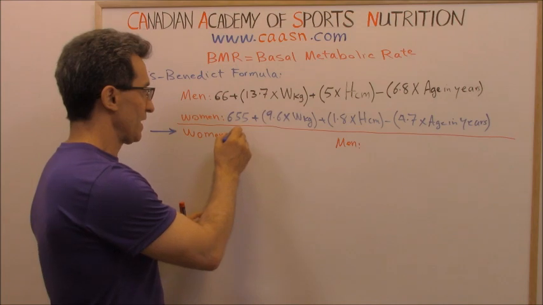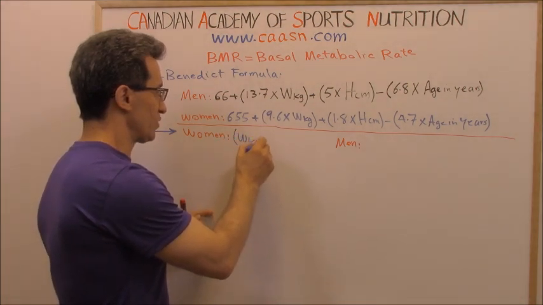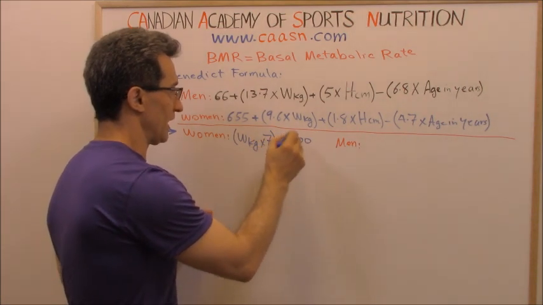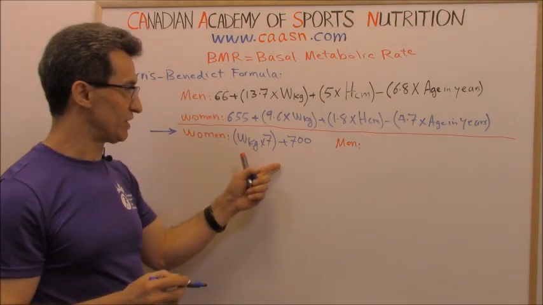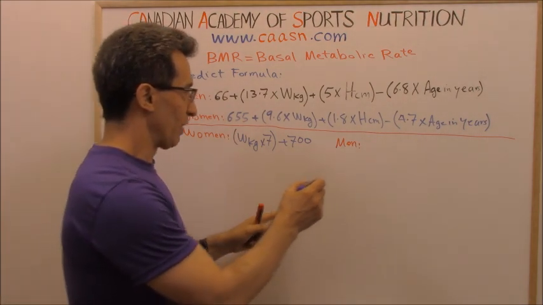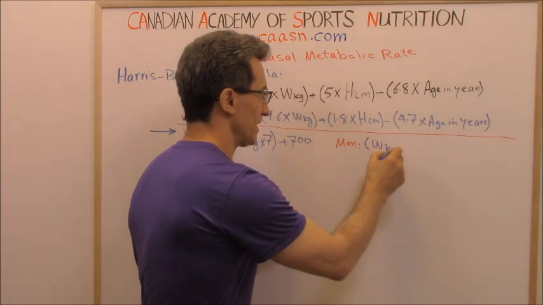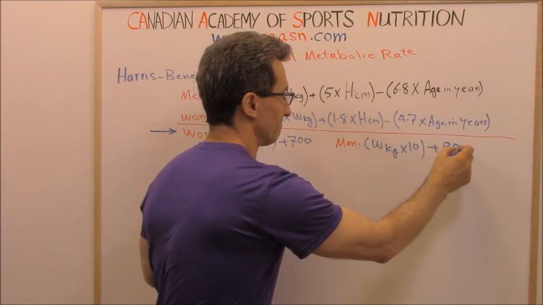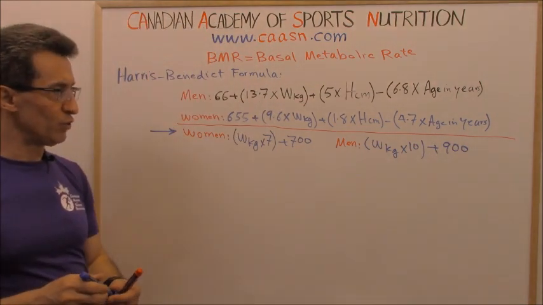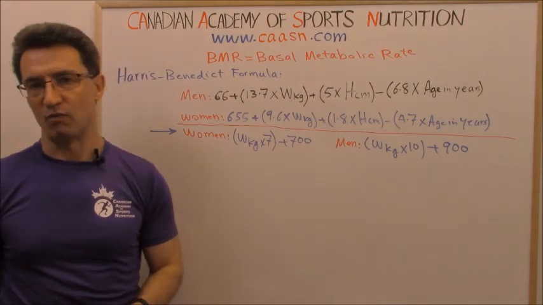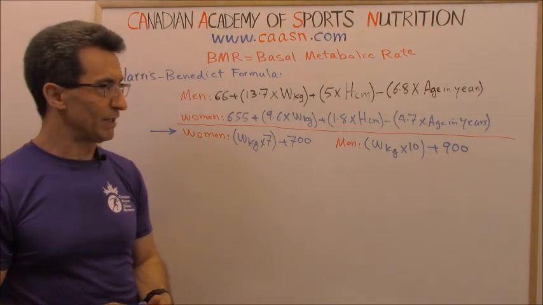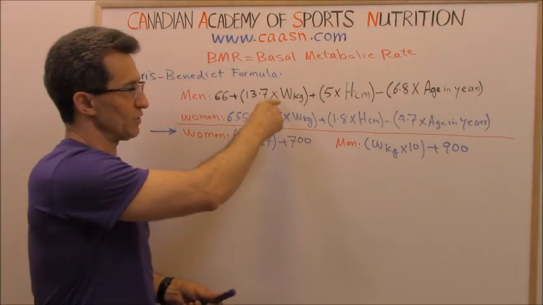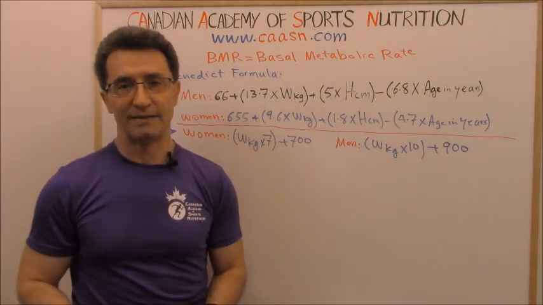For women, weight in kg times 7 plus 700, right? Much easier than this one. For men, weight in kg times 10 plus 900. In medicine, we use these two equations to calculate someone's basal metabolic rate. It doesn't matter if you calculate someone's BMR using these two that I gave you or using the Harris-Benedict formula, you're going to get the same number.